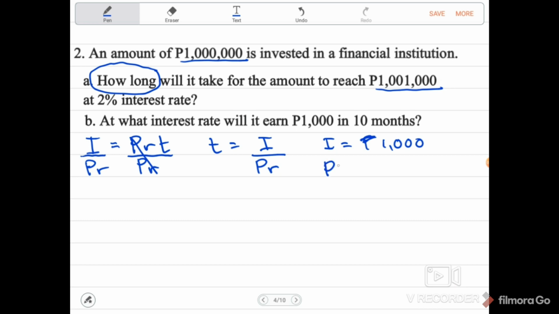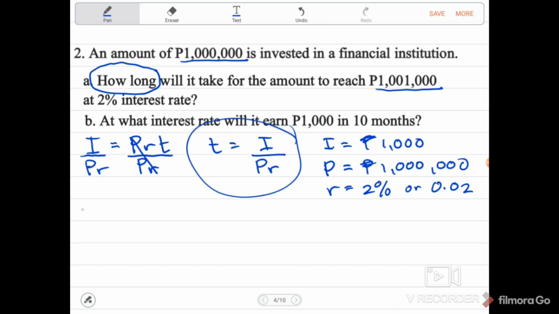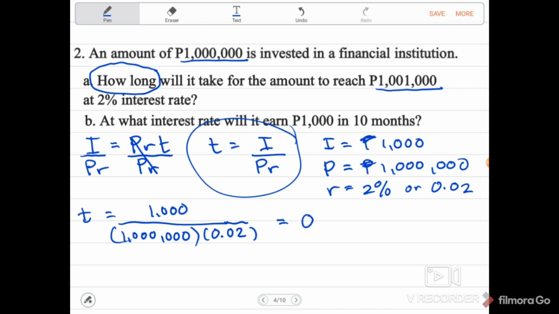Then, meron na tayong principal, which is 1 million pesos. Then, for the rate, that is 2%, or convert natin sa decimal, we have 0.02. Substitute lang natin dito sa formula natin. So, T is equal to I, that is 1,000, over 1 million times 0.02. Okay? So, pag kinompute natin yan, ang lalabas na value natin dyan is 0.05.